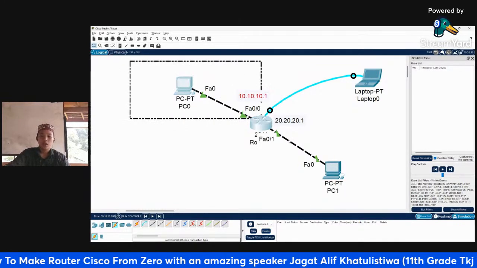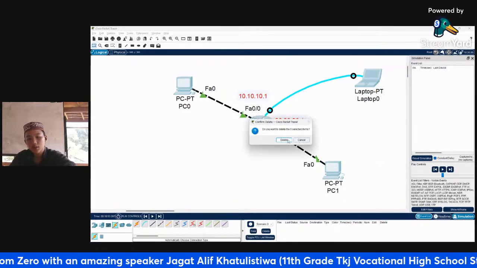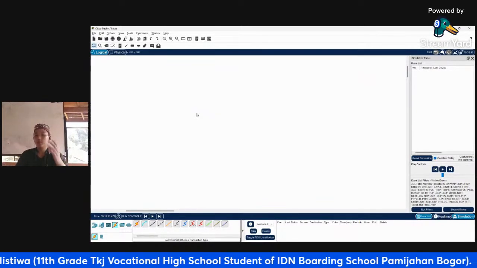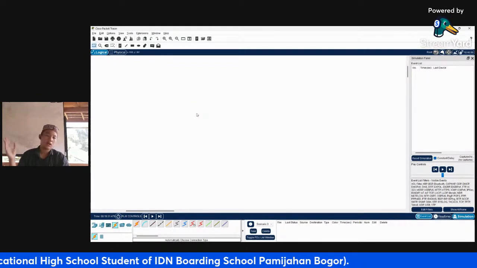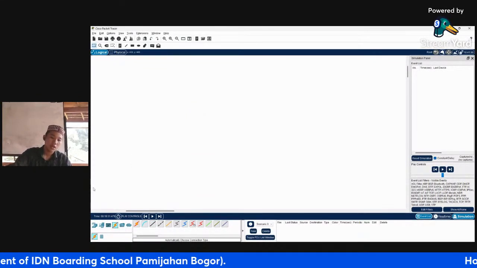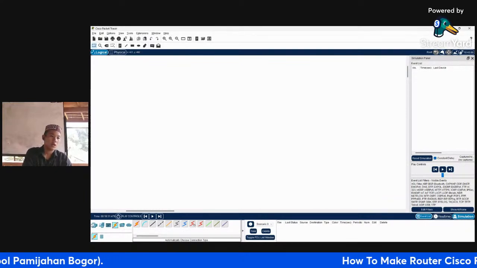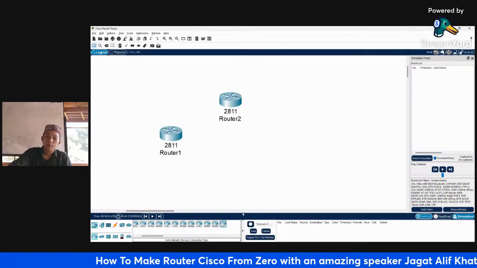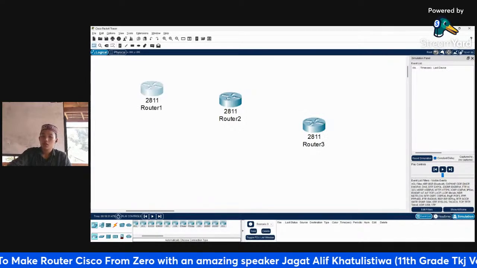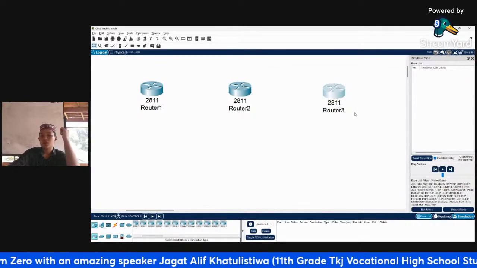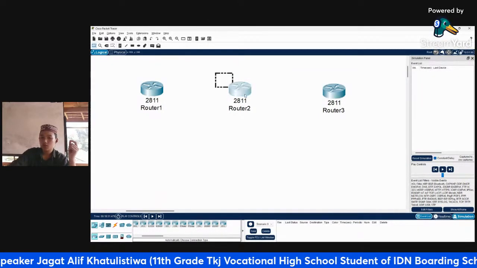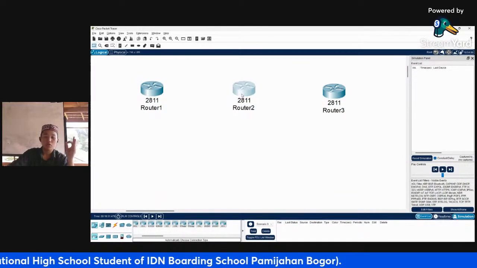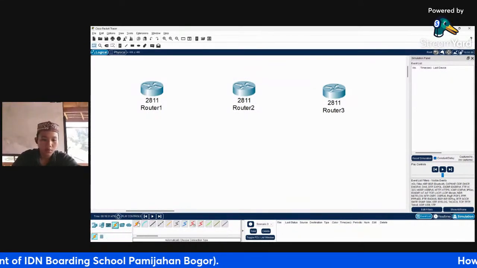So first, the title is how to do routing from zero to hero. What is routing? Routing is a method for combining routers and making sure many routers are connected by themselves. In real life, we have many routers, maybe tons of routers, so how do we make sure they can interconnect by themselves? There are many ways to make sure routers can interconnect.